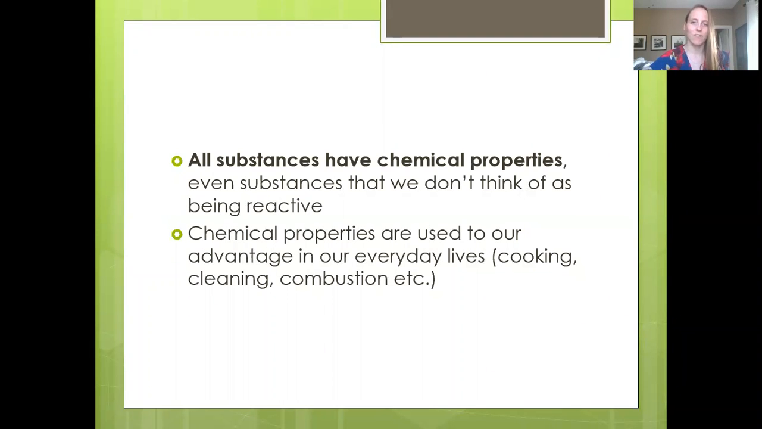All substances have chemical properties. Even if you don't think of a substance as being a chemical or being reactive, all substances have chemical properties. The air around us has chemical properties. Water has chemical properties. Anything in your fridge has chemical properties. My pen has chemical properties. Everything has chemical properties. And we use a lot of these chemical properties in our everyday life. When we are baking, we're taking advantage of chemical properties. When we're cleaning, when we are combusting or burning things, all of that is taking advantage of that substance's chemical properties.